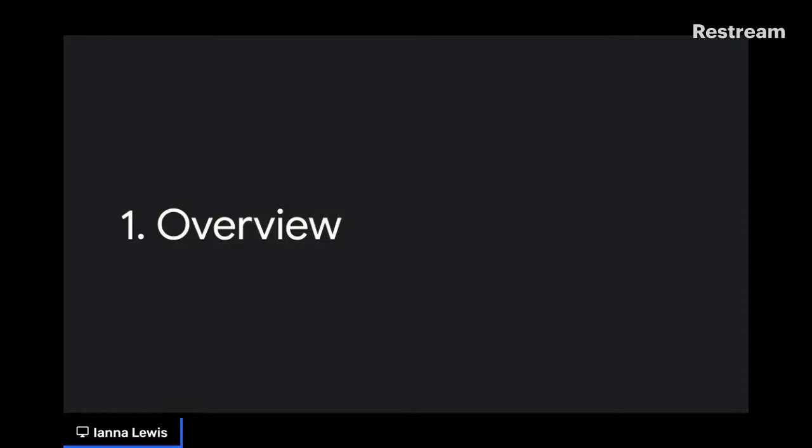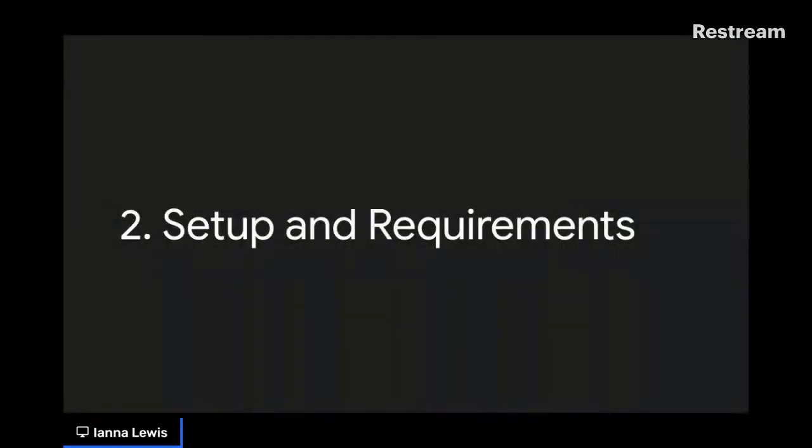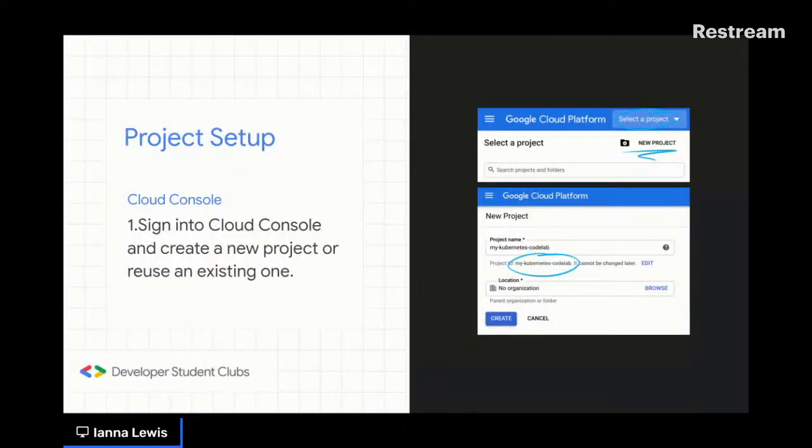So before we get into coding with Python, let's go through setup and requirements. Now we'll be going over how you can set up your environment in order to start your project. First you'll have to sign into the Cloud Console with your Google account and create a new project, or you can reuse an existing one. If you don't already have a Gmail or Google account, you'll have to create one.